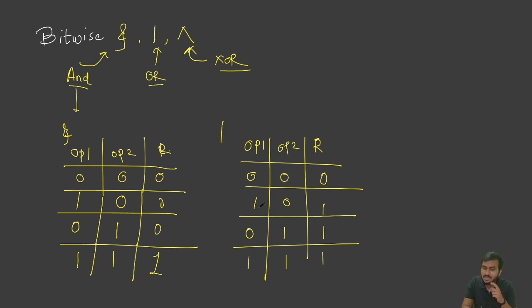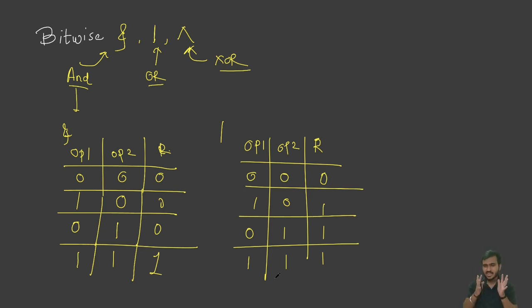So in this case, not both the operands are 0, that's why the answer is 1. Here also not both the operands are 0, one of them is 1, that's why the answer is 1. In the last case as well, both the operands are not 0, both are 1, that's why the answer is 1. So in case of OR operator, if any one of the operands is 1, the answer is going to be 1. In case of AND operator, if both the operands are 1, then the answer is going to be 1, otherwise it is going to be 0.